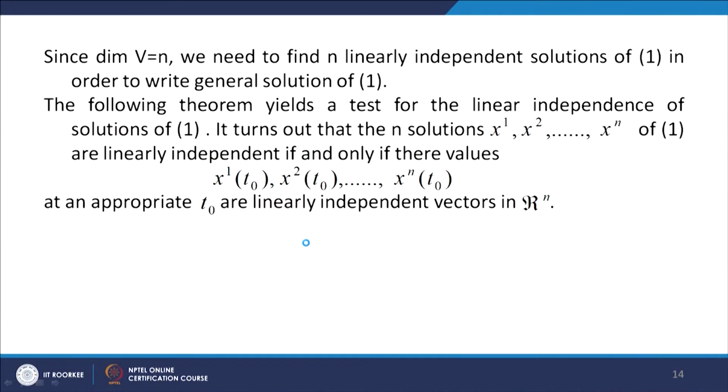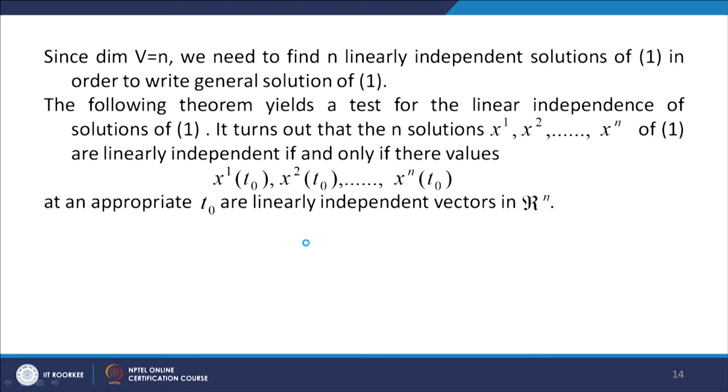Here we have said that since the dimension of B is equal to n, we need to find n linearly independent solutions of the system 1, that is x dot equal to Ax, in order to write the general solution of the equation x dot equal to Ax. So, the following theorem yields us a test for the linear independence of solutions of 1. It turns out that the n solutions x1, x2, xn of 1 are linearly independent if and only if their values x1 at t naught, x2 at t naught and xn at t naught, at an appropriate t naught, are linearly independent vectors in Rn.